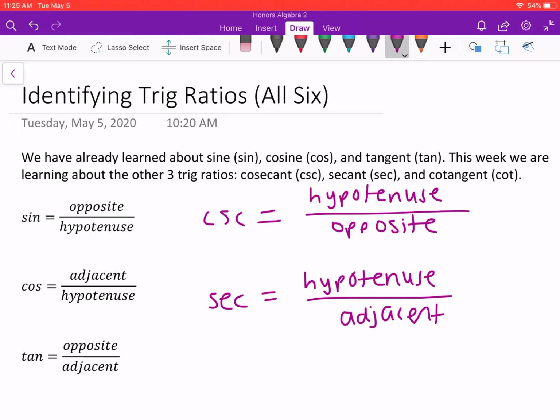And the last one that we want to look at is cotangent. Cotangent we abbreviate COT. That's the reciprocal of tangent, so that is going to be adjacent over opposite.